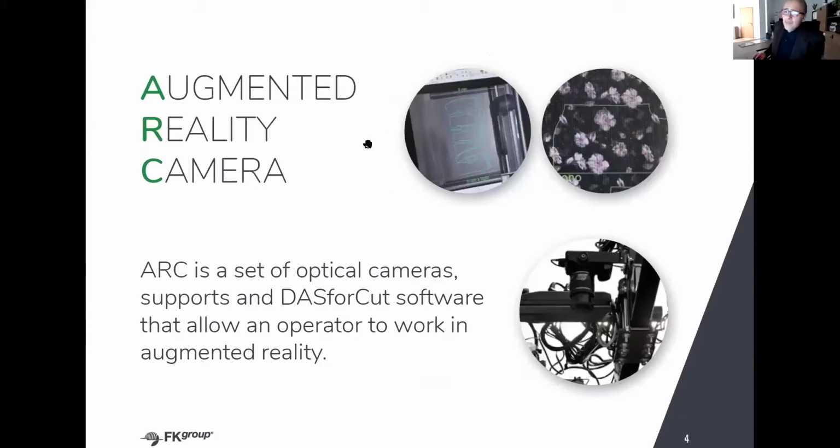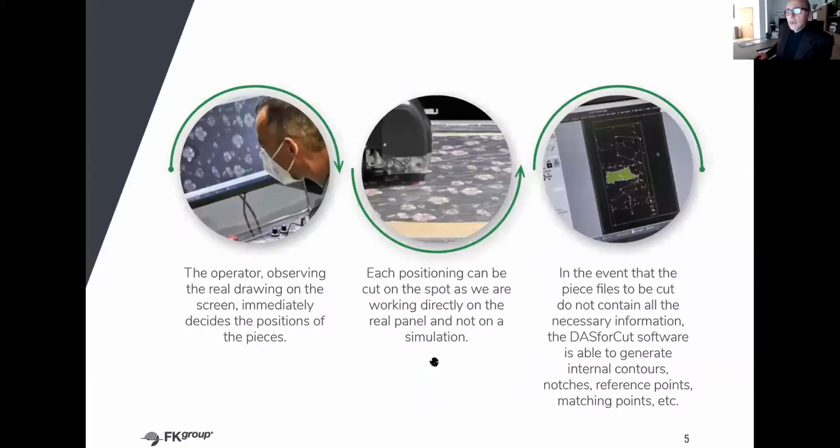As you've seen in the movie, ARC is a set of optical cameras and forecast software, the software that permits us to manipulate, to do the nesting, to do any kind of operation straight on the cutting machine. These are the phases: phase 1, phase 2, and phase 3. The operator observing the real drawing on the screen immediately decides the position of the pieces. What does this mean? It means that you need an expert. Each positioning can be cut on the spot, as we are working directly on the real panel and not on a simulation. Why? Because as you know, the theory is very different from the practice.